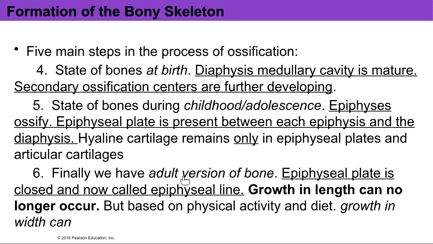Now, as an adult, the epiphyseal plate is closed. It's no longer active. There is no longer cartilage there. The cartilage there is now all bone. It's been ossified, and you can actually see this epiphyseal line on X-rays. You'll notice there's a little line between the epiphyses and the diaphysis at each end, and that represents where the epiphyseal plate used to be. Once that epiphyseal plate closes, or calcifies, there is no more growth in length possible.